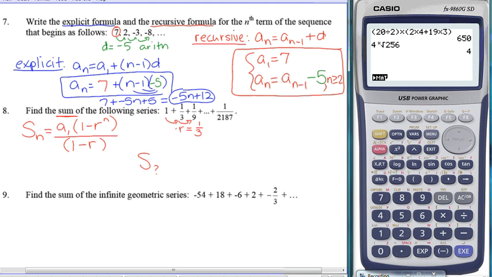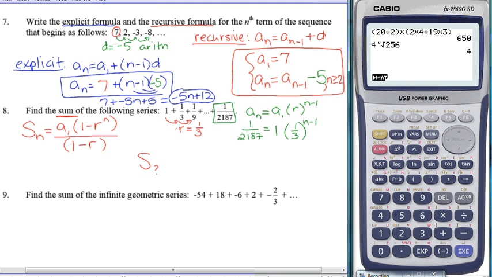Well, in order to figure out how many terms I have, I need to figure out this last term. What was that? It might help me to write the formula for the terms of the sequence. For a geometric sequence, we have a sub n is a sub 1 times r to the n minus 1. So if I'm trying to figure out what n is, my nth term is 1 over 2,187. My first term was 1, and then I multiplied by 1/3 how many times?